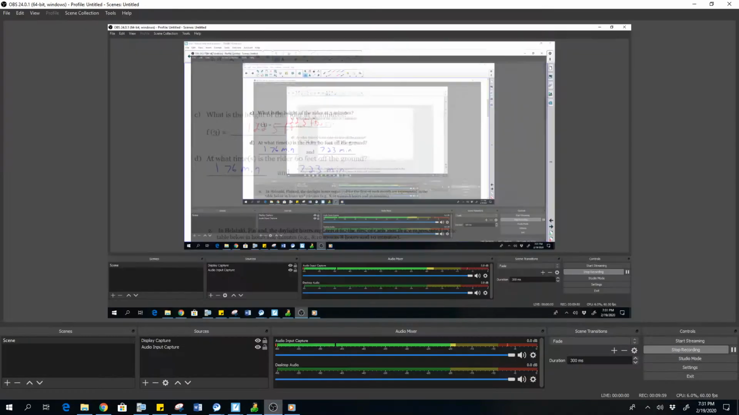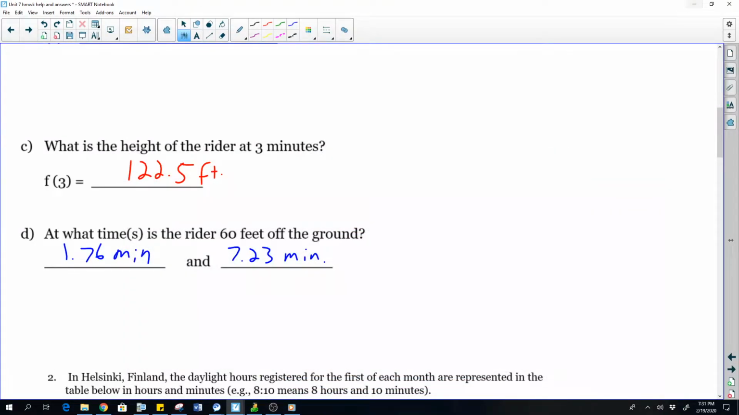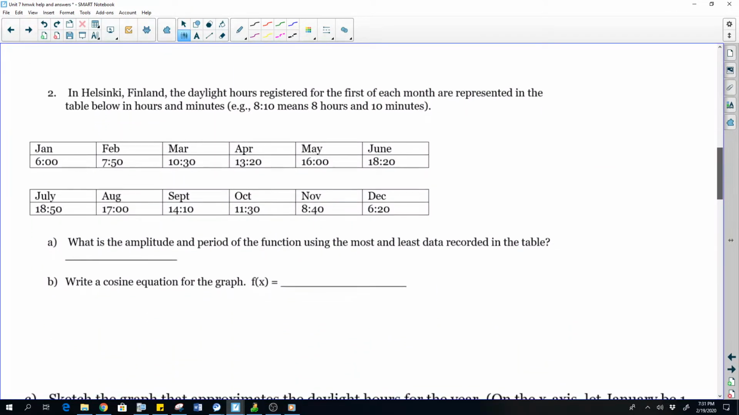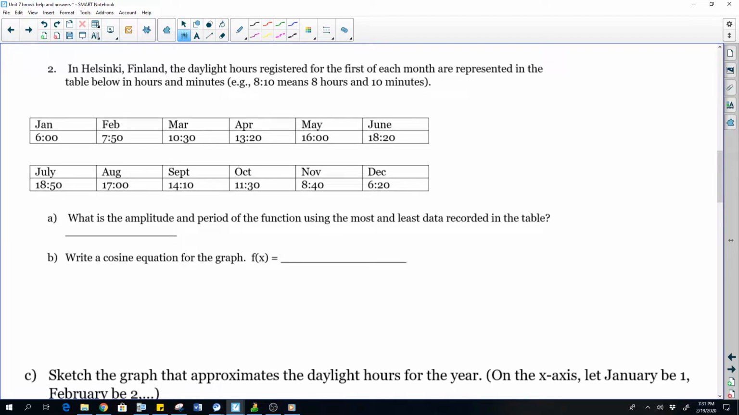Okay, so then we'll take a look at number 2 next. Doing good there for time. Okay, so number 2, this is also going to be similar on the test. So let's take a look there. So let's see here. So we're looking to do the amplitude and period for part A. We're looking for the maximum and the minimum, right?